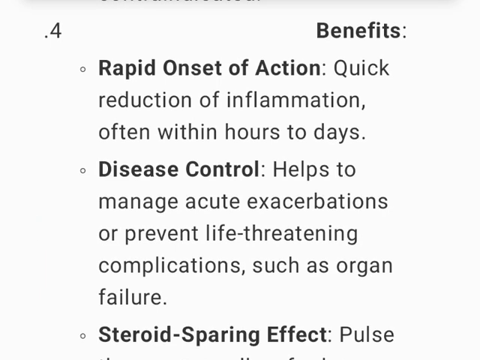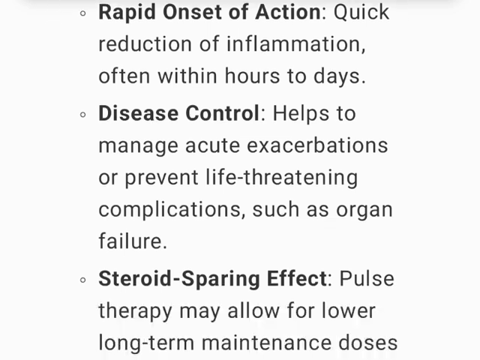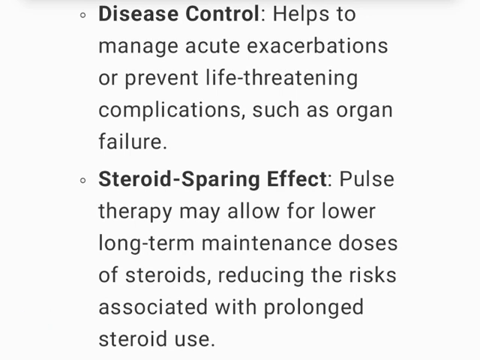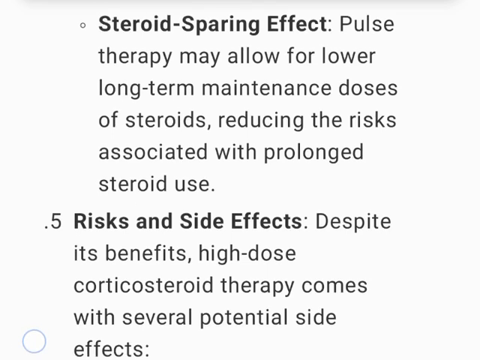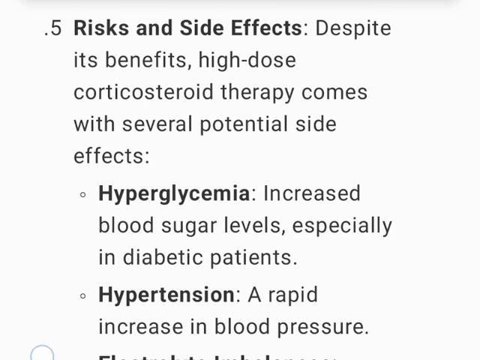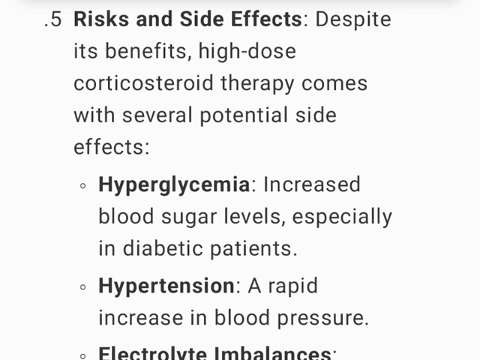4. Benefits. Rapid onset of action. Quick reduction of inflammation, often within hours to days. Disease control helps to manage acute exacerbations or prevent life-threatening complications, such as organ failure. Steroid-sparing effect. Pulse therapy may allow for lower long-term maintenance doses of steroids, reducing the risks associated with prolonged steroid use. 5. Risks and side effects.